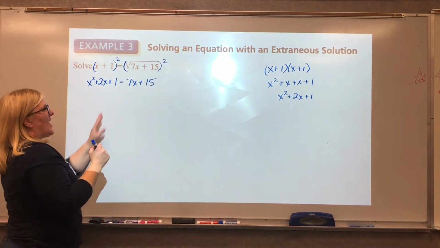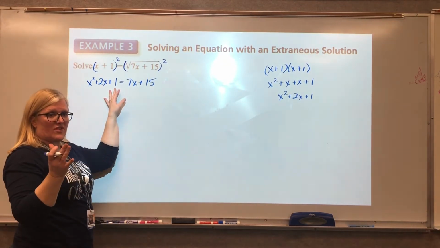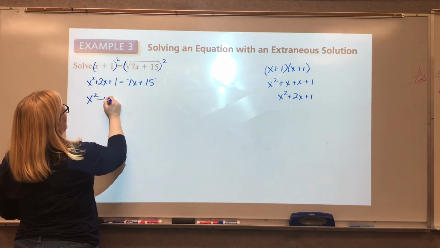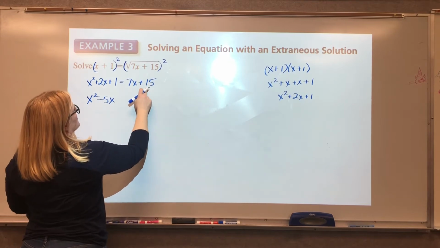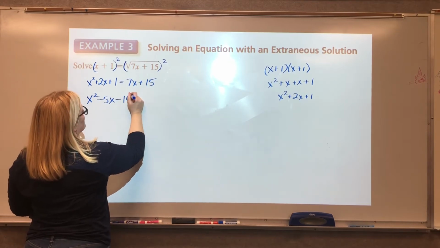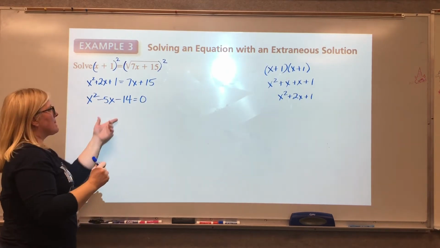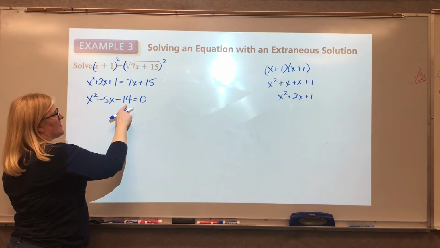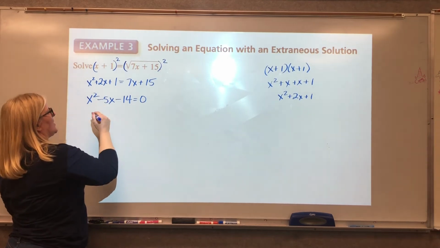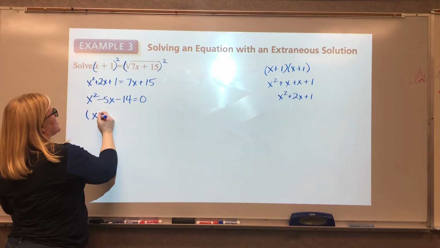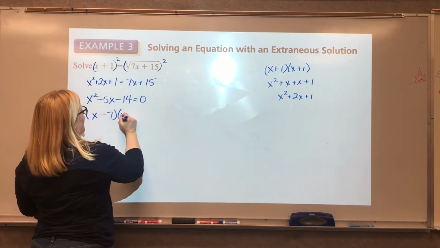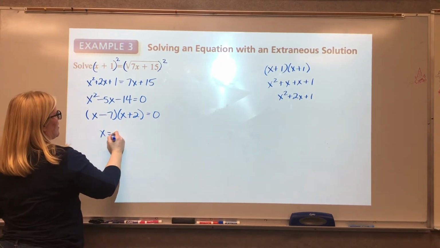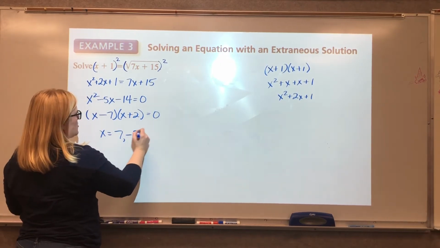All right, now I'm at a point where I just use stuff that I've learned before. So I've got x squared, subtract 7x from both sides, I get minus 5x. Subtract 15 from both sides, I have minus 14 equals 0. Now I can factor to solve for x. What multiplies to give me negative 14 that adds to give me negative 5 is x minus 7 times x plus 2. So my answers then are 7 and negative 2.